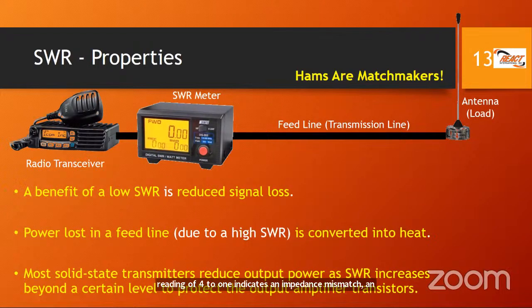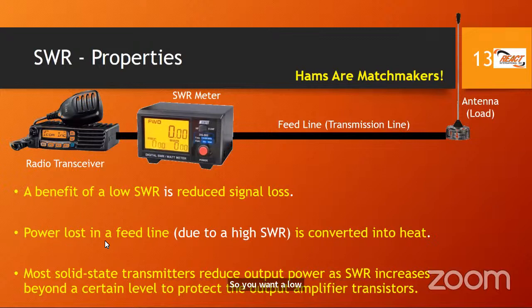All right, let's continue with some more exam questions. So again, we have this diagram up to show your SWR meter in line, reading it for you. And we need to know that a benefit of a low SWR is reduced signal loss. That is also saying that you have maximum signal transfer. So you want a low SWR, as low as you can go.